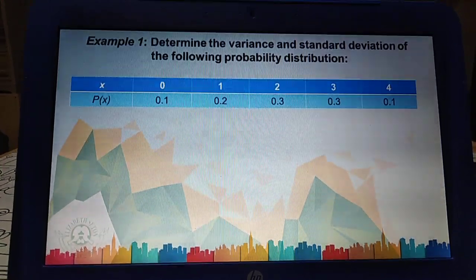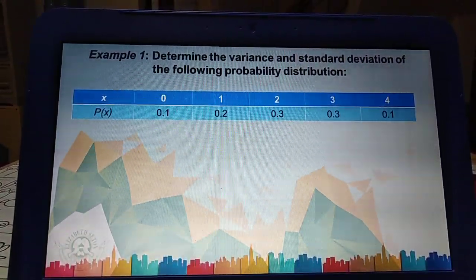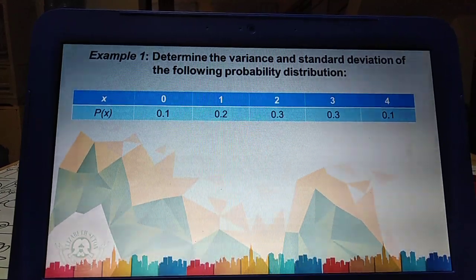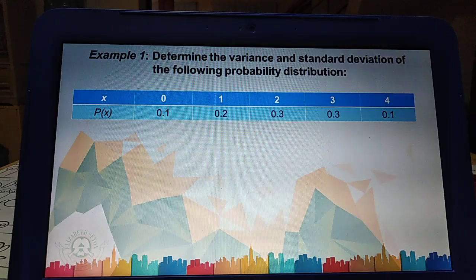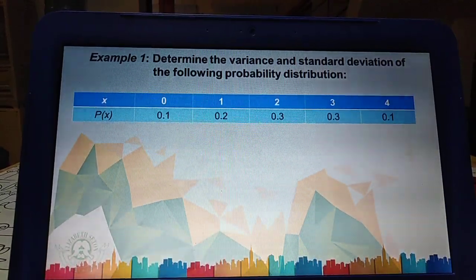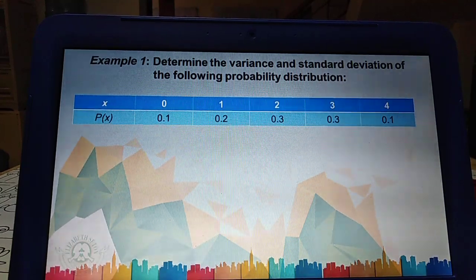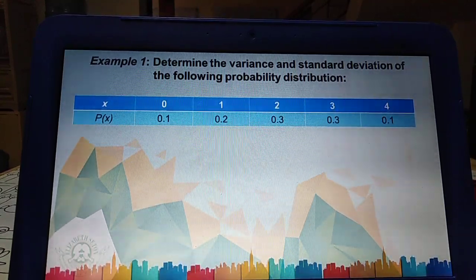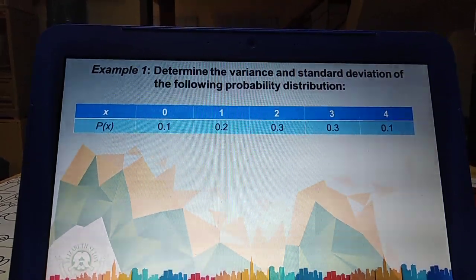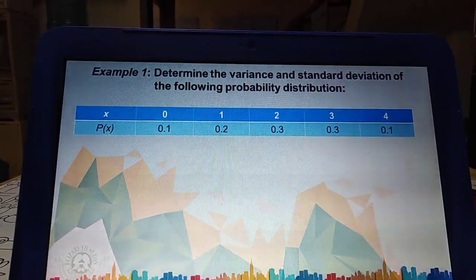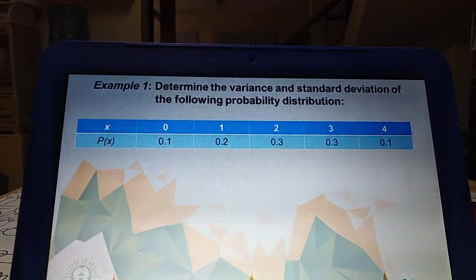Our first example is, you are asked to determine the variance and the standard deviation of the following probability distribution. So x, our random variable, has the values of 0, 1, 2, 3, and 4. And the probabilities are given as 0.1, 0.2, 0.3, 0.3, and 0.1. Again, notice that according to the norming property, the sum of all the probabilities is equal to 1.